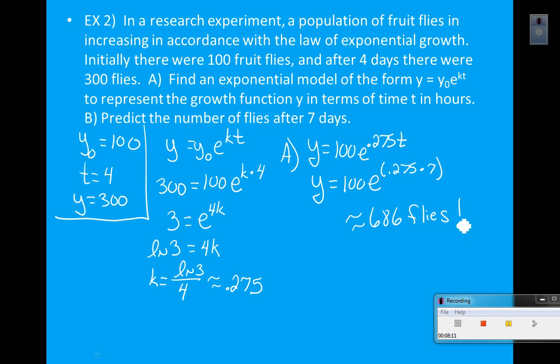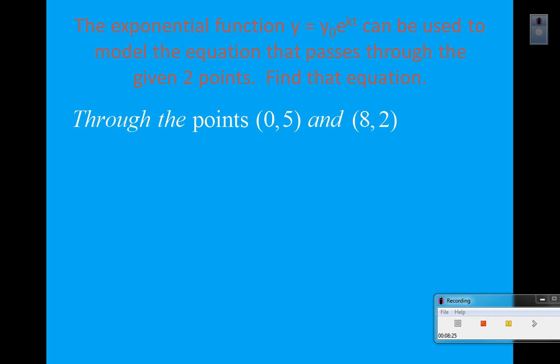So there's what we got so far. These two were nice because they gave me the initial amount. If they don't give you the initial amount, we might have to go get it. So here's kind of another one. Find an exponential model between the points, or through the points, (0, 5) and (8, 2).